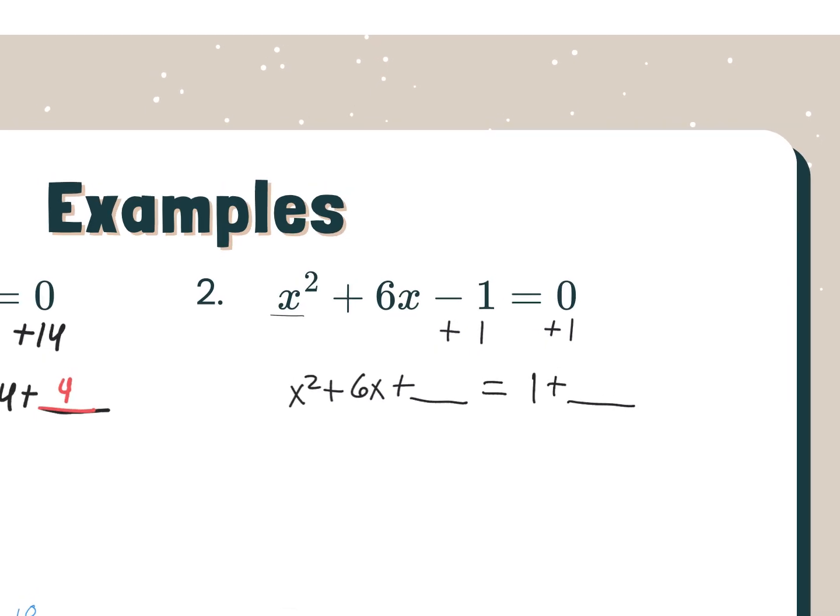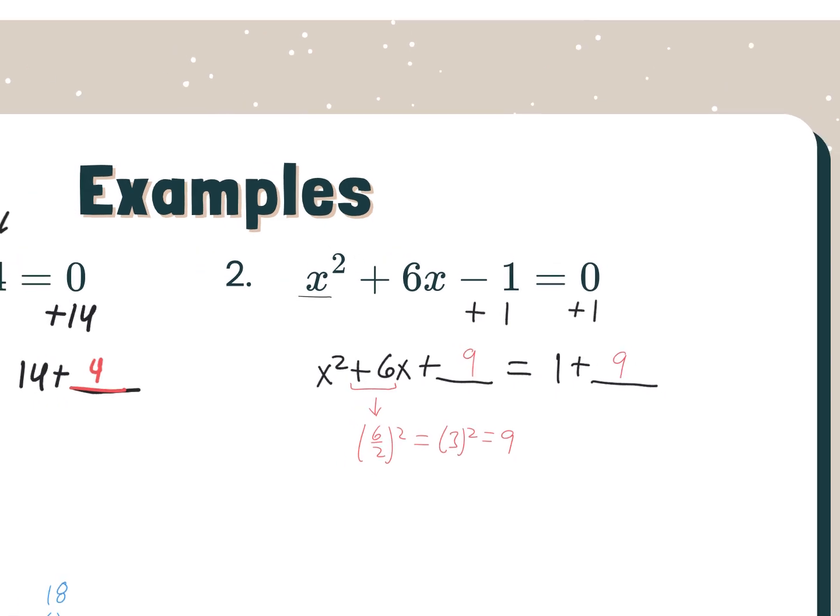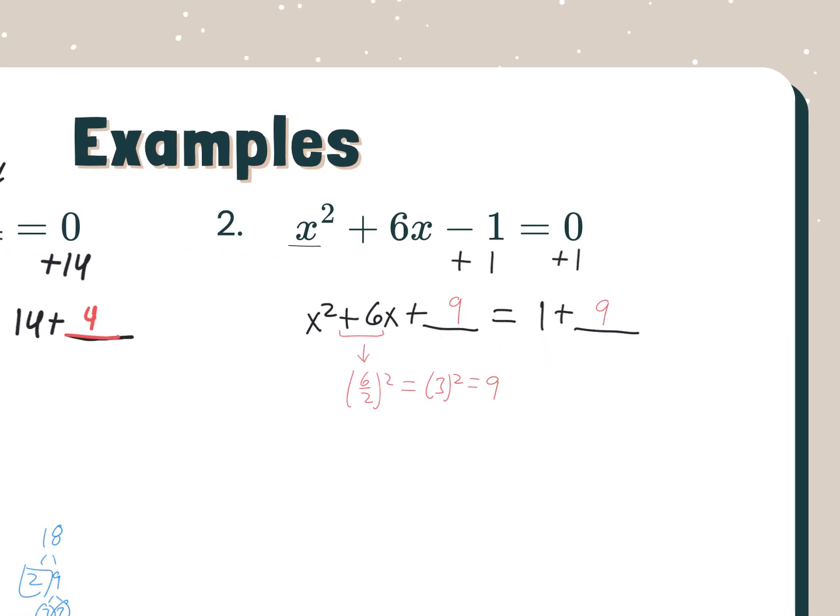And then what's going to go in that blank is b over 2 squared. So it's going to be this 6. It's going to be 6 over 2 squared. And 6 over 2 is 3, so it's going to be a 3 squared, which is 9, right? So that's what I'm going to put in this little space. Right, and the whole point of doing that is so that this becomes a perfect square trinomial, right?